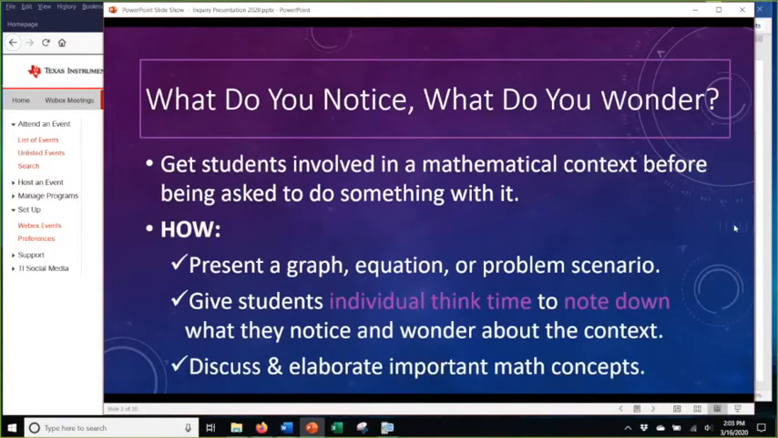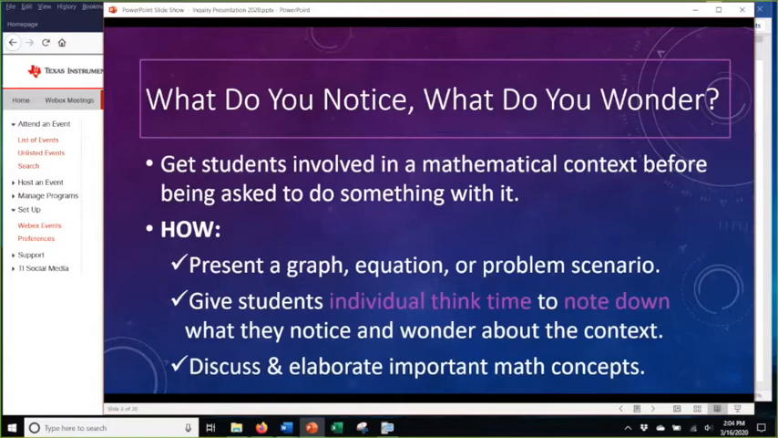So first, what do you notice? What do you wonder? This strategy has us getting students involved in a mathematical context before being asked to do something with it. The way you do this is present a graph, equation, or problem scenario and give students individual think time to note down what they notice and wonder about the context. Then discuss and elaborate important math concepts.